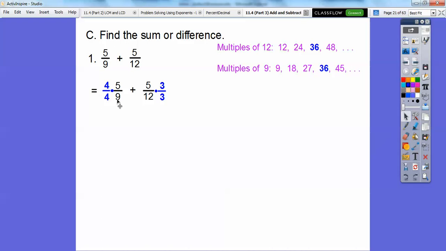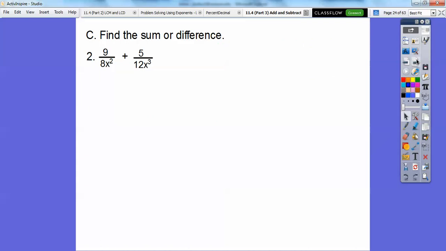4 times 9 is 36. So we've got to multiply the top by 4. 12 times 3 is 36. So we've got to multiply the top by 3. Okay, so we get 20 over 36 plus 15 over 36 is 35 over 36. Okay. All right, okay, get this one here.